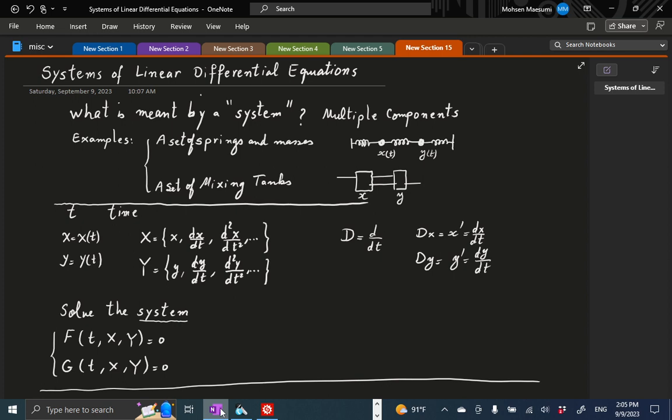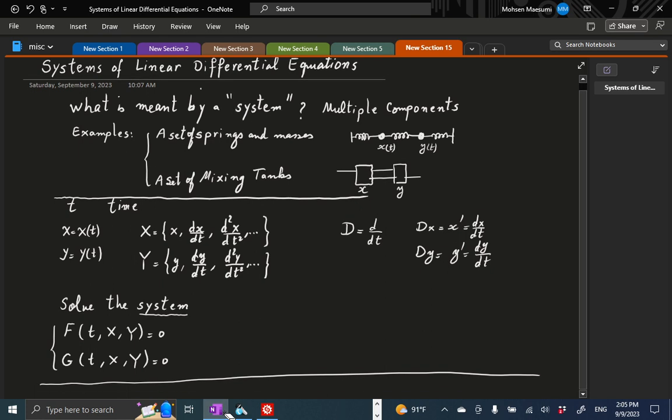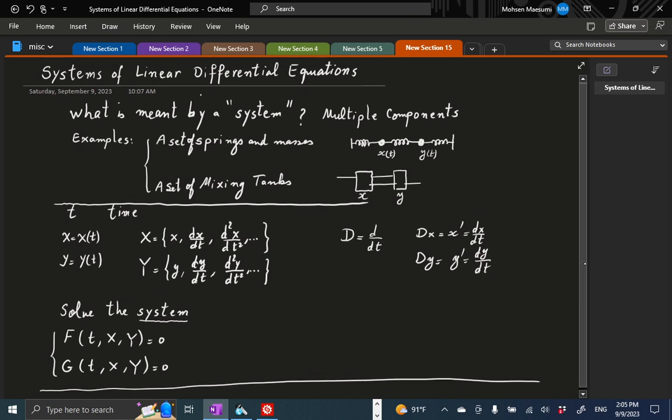Today's topic is systems of linear differential equations. I'm going to spend quite a bit of time explaining what this means, and a motivation, before the mathematics that we are going to do. The first item on the agenda is to understand what is meant by a system. We are referring to systems in this section. What is meant is that we have multiple components in our experiment.